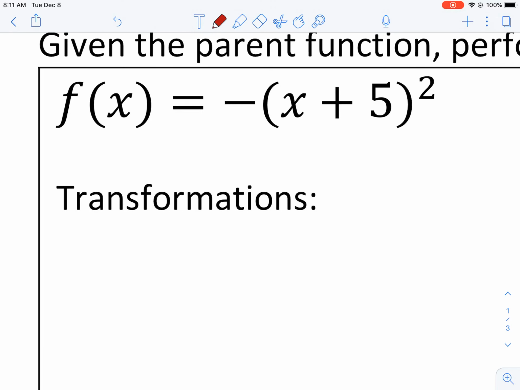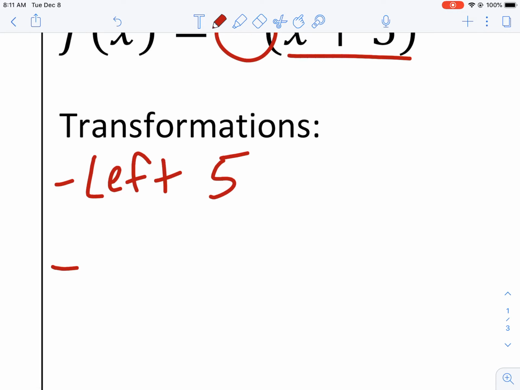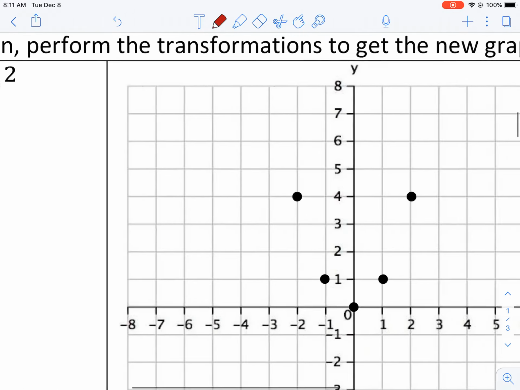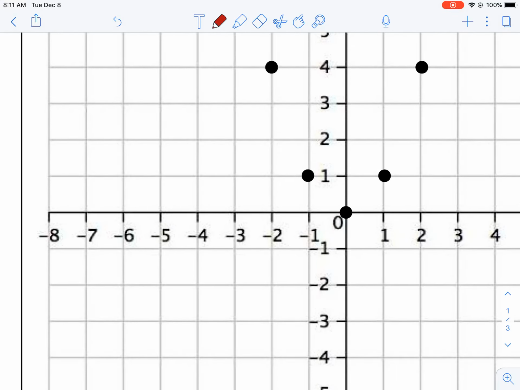So we're going to look at this graph. We're going to list the transformations here. The first transformation that we have is H. That's kind of the first thing that happens to it. So +5, remember, it's the opposite with H. So that means H is -5, which means it's going left 5. And then we also have that -A value out in front, which means it's being reflected. It's being flipped upside down. Okay? And if we know these original 5 points, we can just transform those 5 points. So these 5 points are going to be flipped upside down and moved to the left by 5.